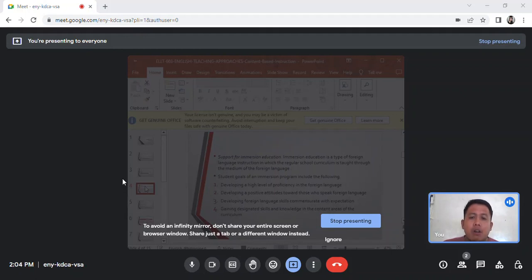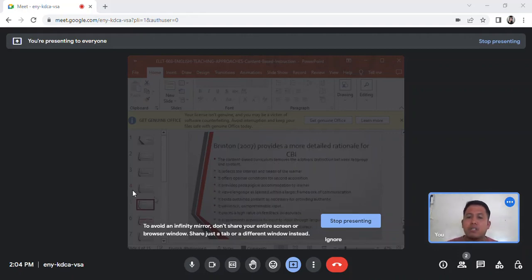The students' goals of an immersion program include the following. Number one is developing a high level of proficiency in the foreign language. Number two is developing a positive attitude towards those who speak the foreign language. Number three, developing foreign language skills commensurate with expectation. And lastly, number four, gaining designated skills and knowledge in the content areas of the curriculum.